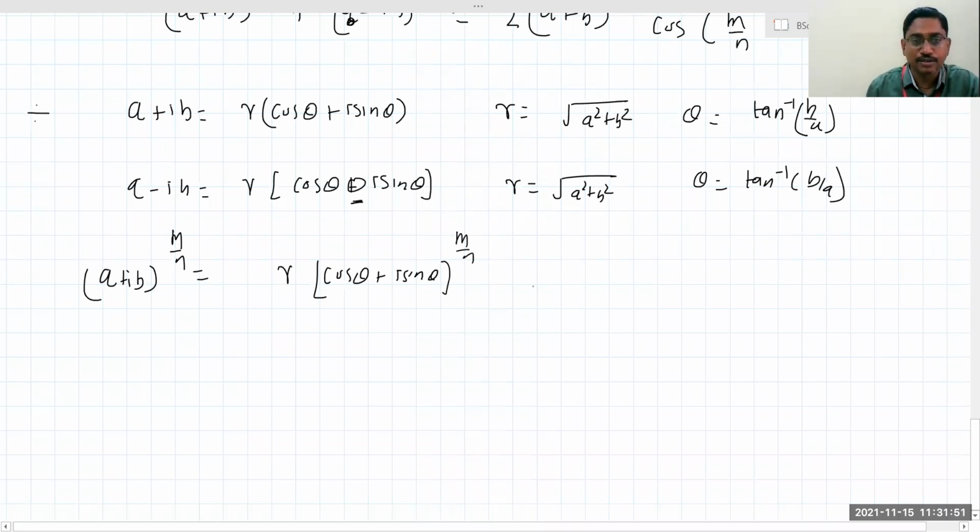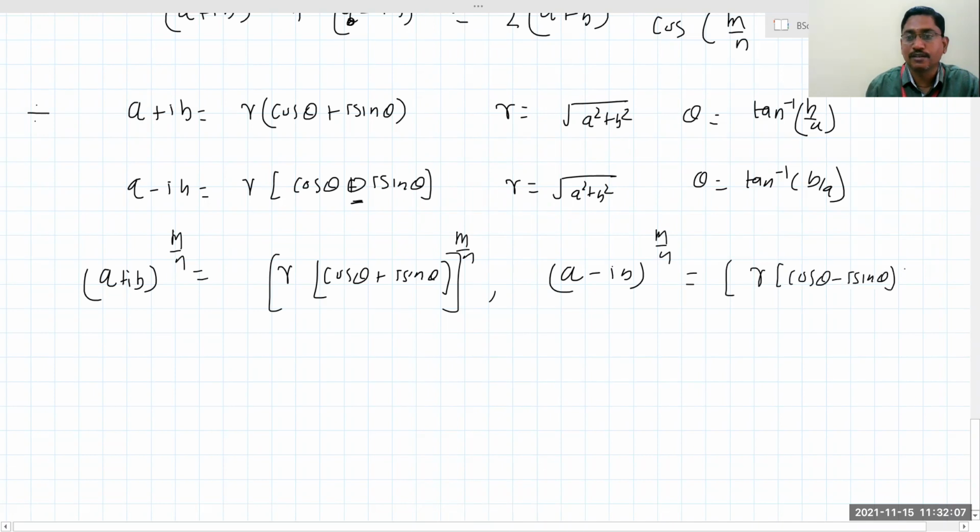And what next? (a - ib) raised to m upon n is nothing but r (cos theta - i sin theta), this whole thing raised to m upon n. Both are one of the values. So we have to consider the left hand side.